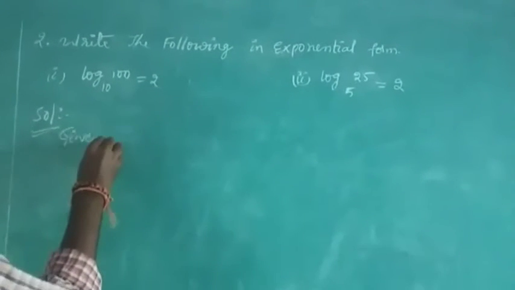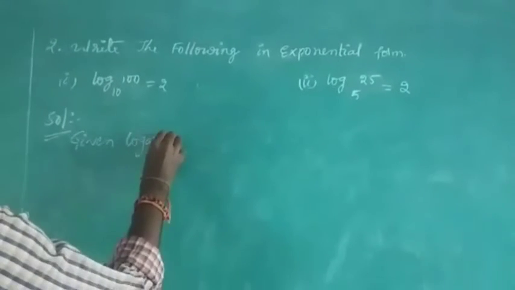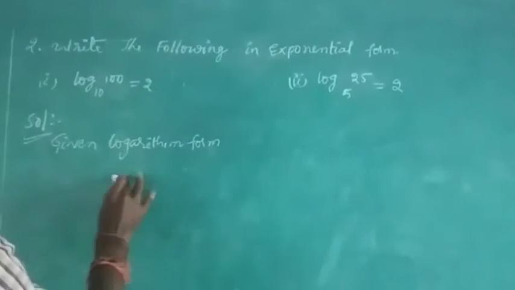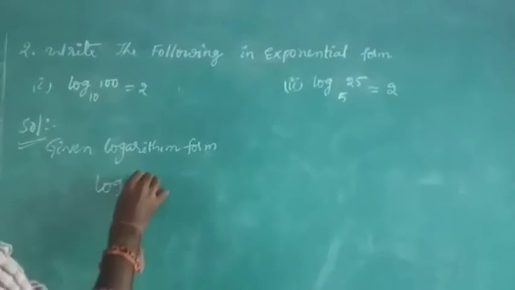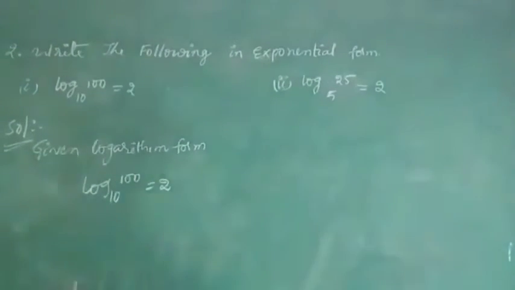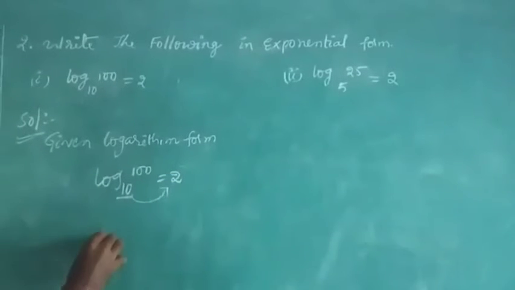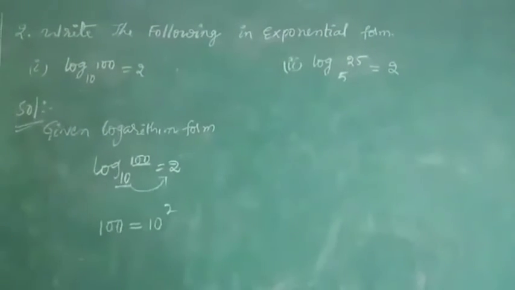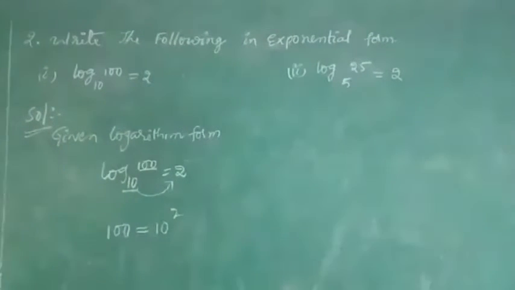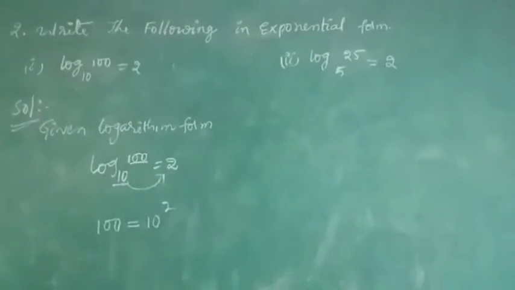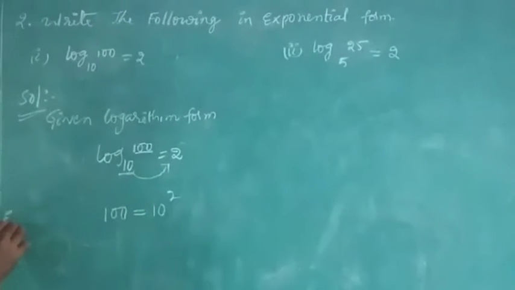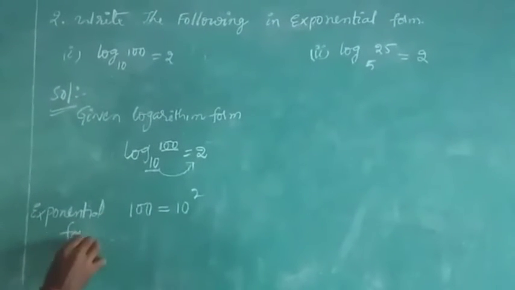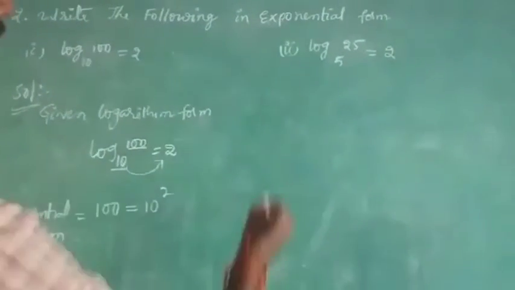Given the logarithmic form, what is given? Log base 10 of 100 is equal to 2. Now this base 10 you are transposing here. So you will write 100 is equal to 10 to the power of 2. This is what you call the exponential form.